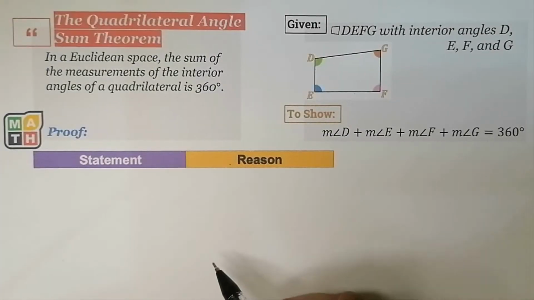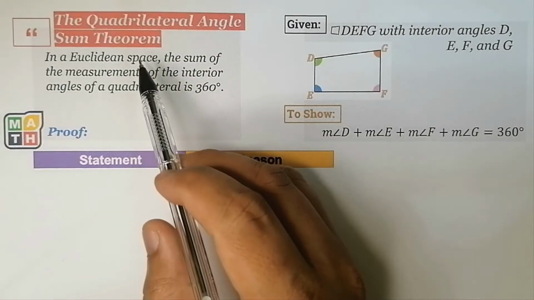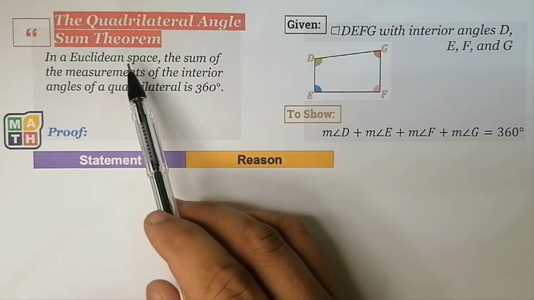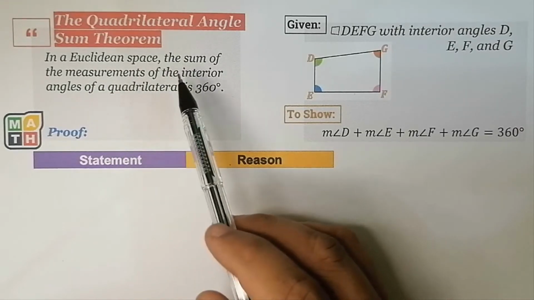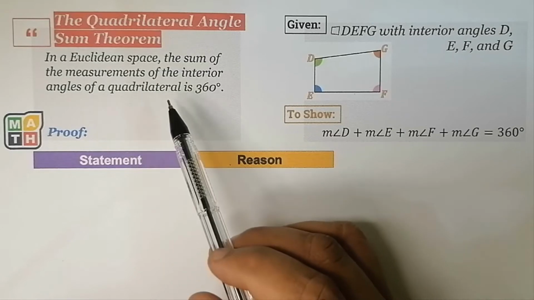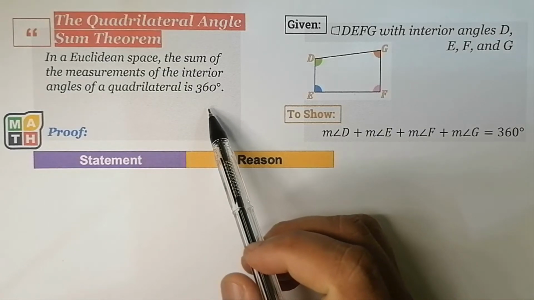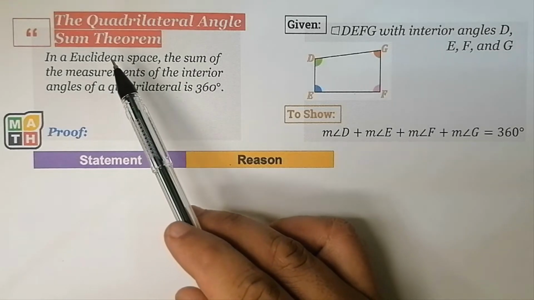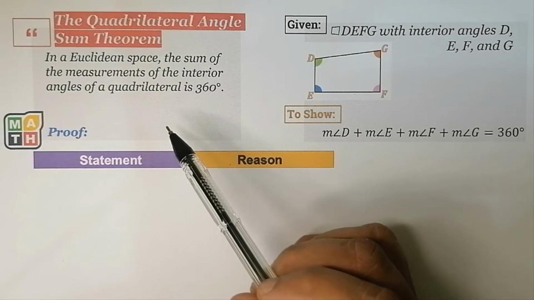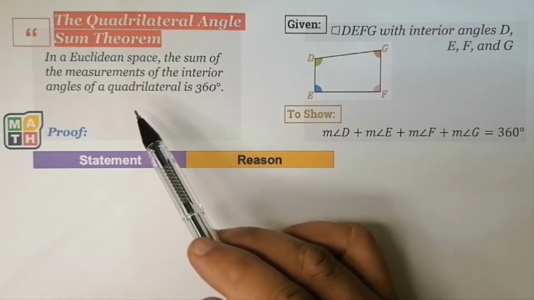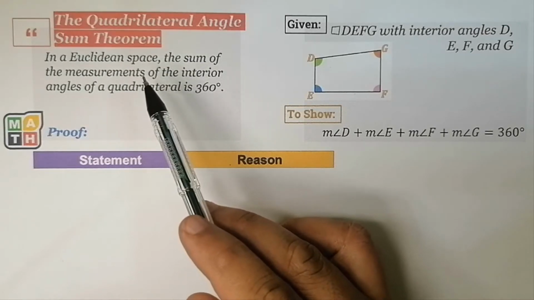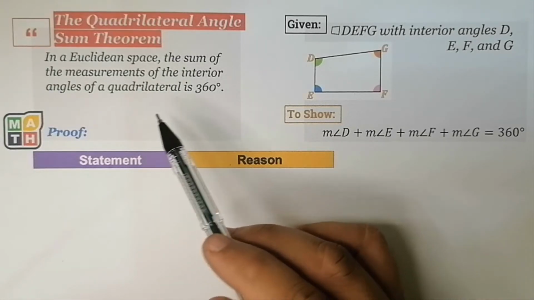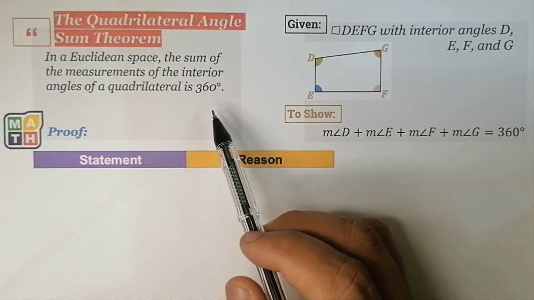Hi there! Our task for this video is to prove the quadrilateral angle sum theorem, which tells us that in a Euclidean space, the sum of the measurements of the interior angles of a quadrilateral is 360 degrees. Notice the claim is that we are on a Euclidean space, and we are to show that for any quadrilateral on that space or in plane geometry, the sum of the measurements of the interior angles is 360 degrees.